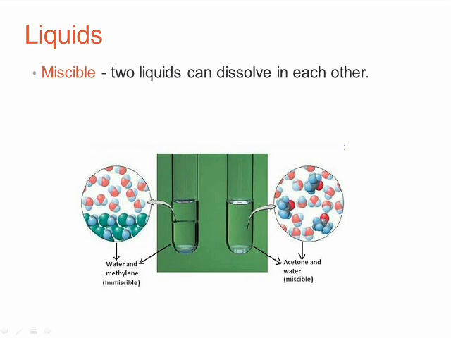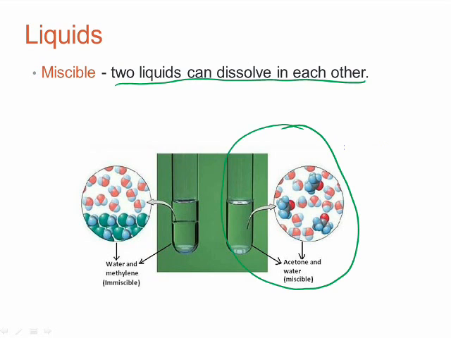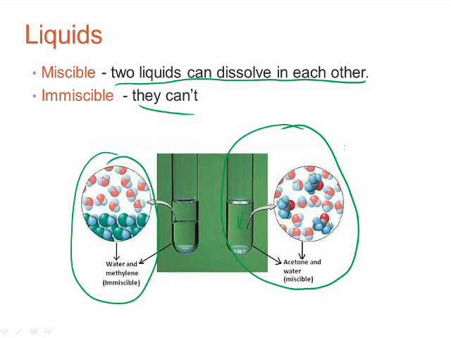Well, for liquids, we have to look at the term miscible. If things are miscible, the two liquids can dissolve in each other. For example, acetone and water are miscible. They are dissolved within each other. They are both polar, and so they will dissolve. Whereas immiscible liquids can't. They will not dissolve, such as water and methylene chloride, or water and oil. Those will not dissolve in each other, so we can see that.